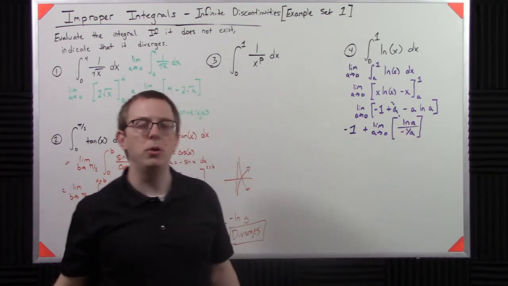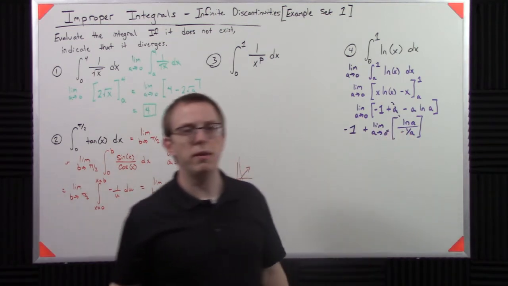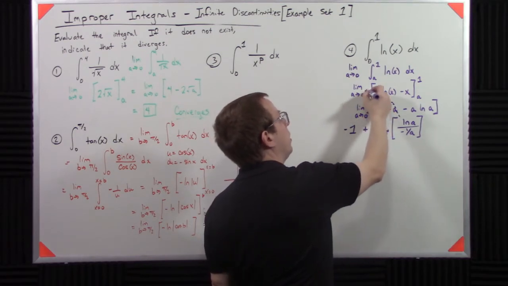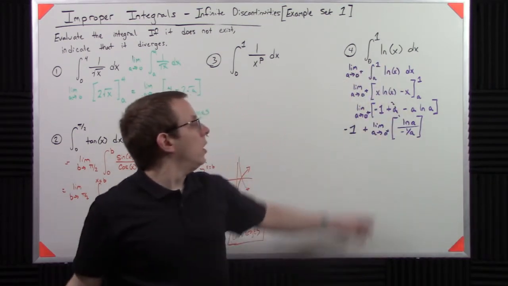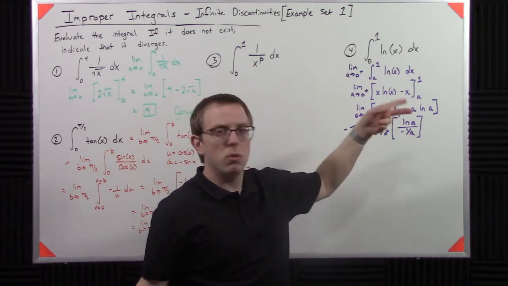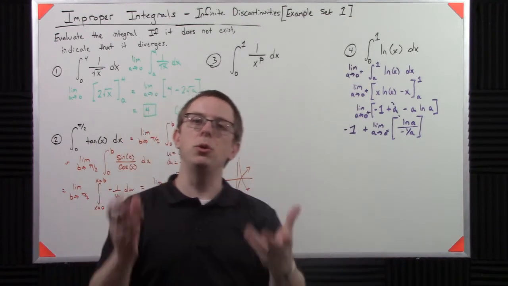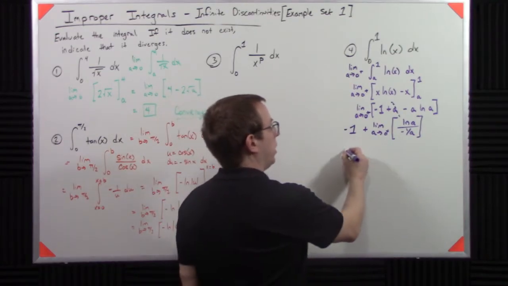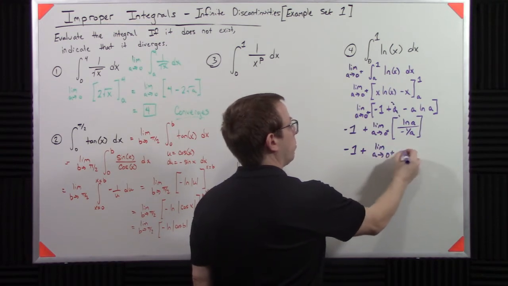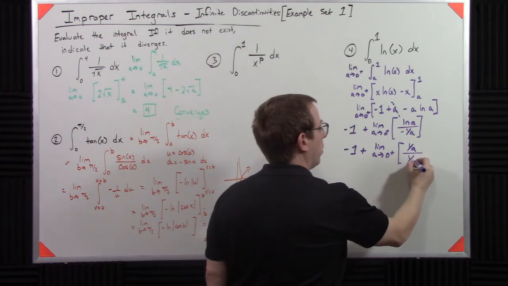You might ask yourself, why am I doing this? Well, again, I'm actually approaching from the positive side. I have to be careful. I don't really have to be careful, but we should do it that way to be safe. As this approaches 0, it goes to negative infinity. As this approaches 0, it's like going to 1 over 0, which is an infinity. So we need to use L'Hopital's rule. We get negative 1 plus the limit as a goes to 0 from the positive side of 1 over a over 1 over a squared.